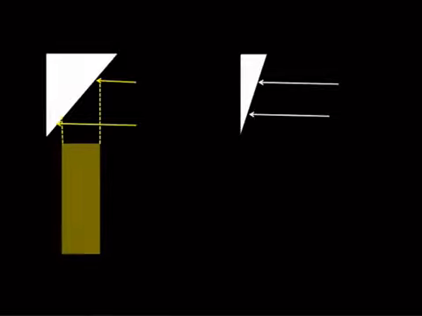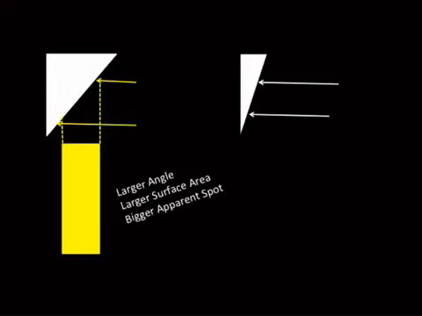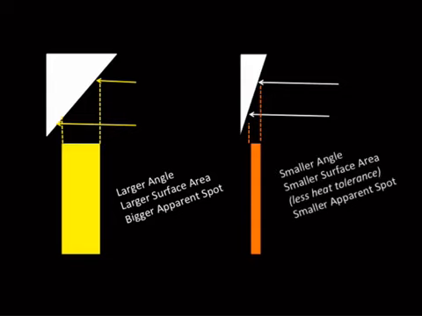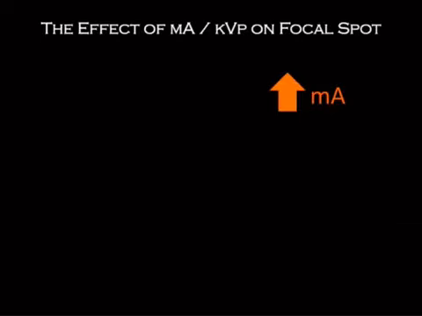So that would be one focal spot there with a larger angle, larger surface area, and a bigger apparent focal spot. So more blur. And then this would be a smaller one here, smaller angle, smaller surface area, less heat tolerance, and a smaller apparent focal spot. So less blur, better picture. The problem is, of course, that heat intolerance. So what are some other factors we can use to monkey with the focal spot?